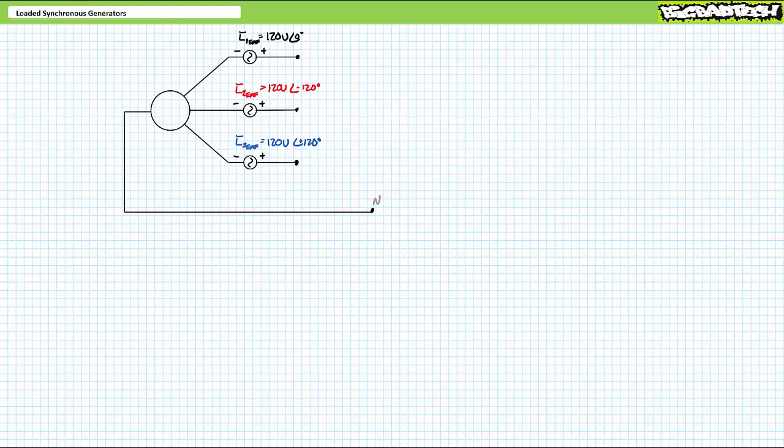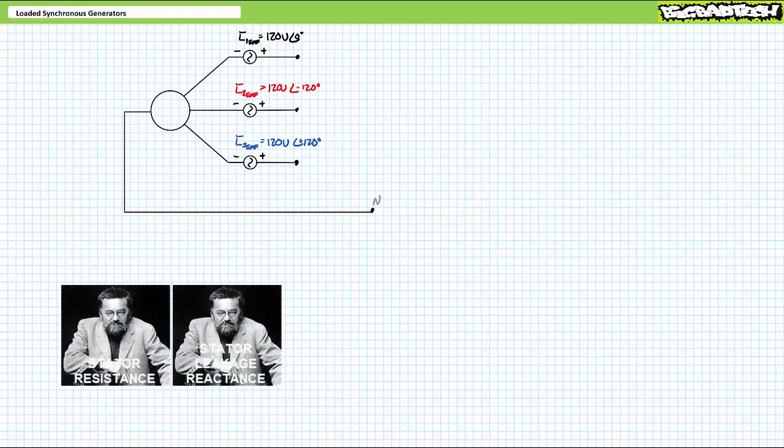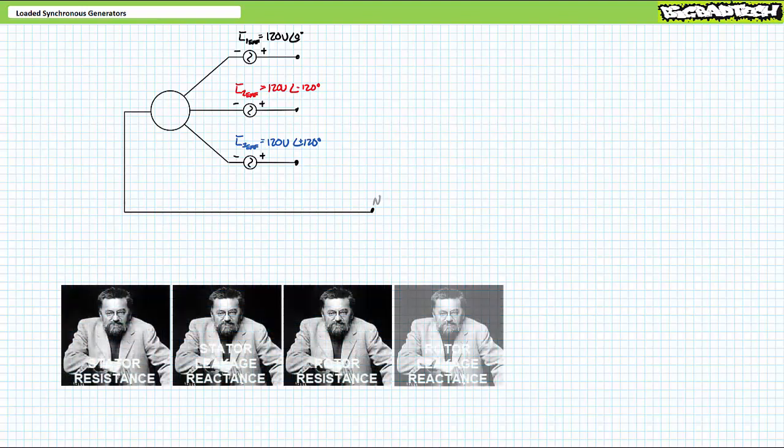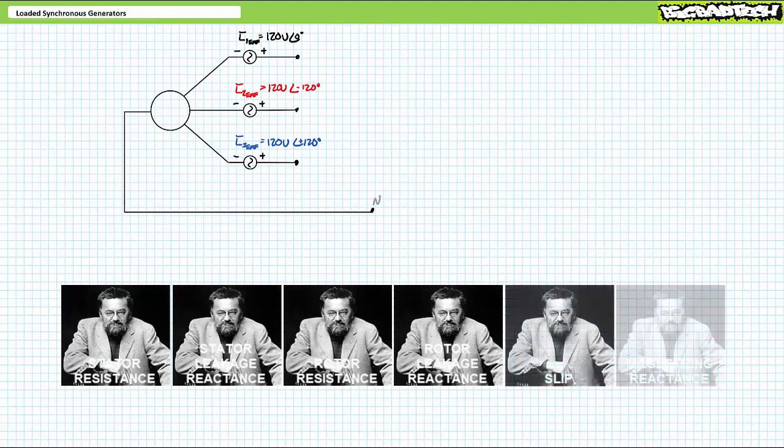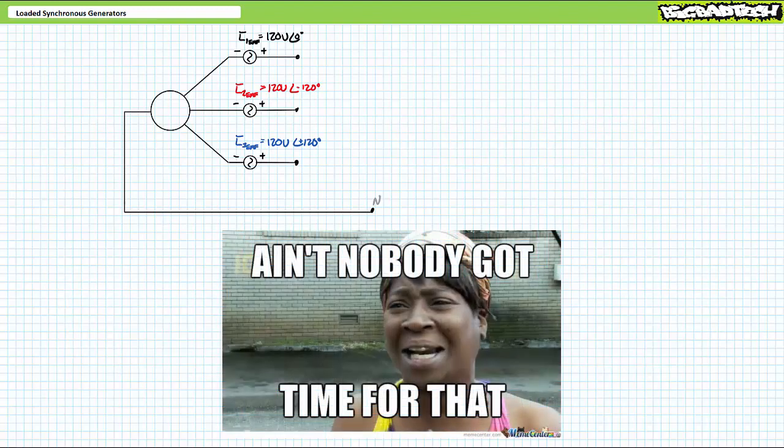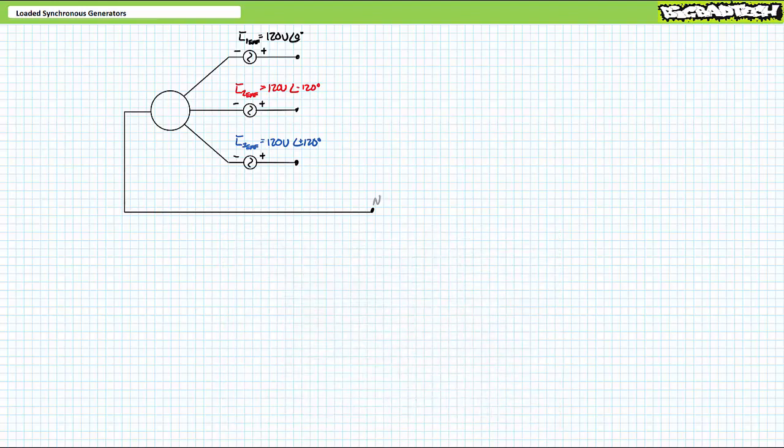Now, I could go ahead and be all fancy and properly model the stator windings of the generator using the Steinmetz equivalent circuit, and account for stator resistance, stator leakage reactance, rotor resistance, rotor leakage reactance, slip and magnetizing reactance, but ain't nobody got time for that. If you want this lecture done in this lifetime, let's use this far simpler equivalent circuit.